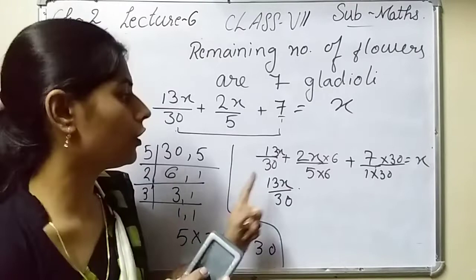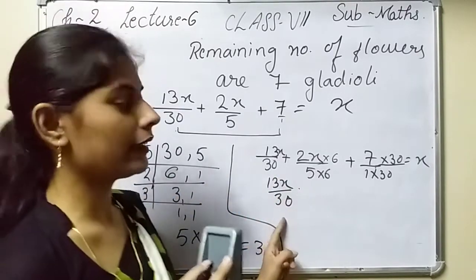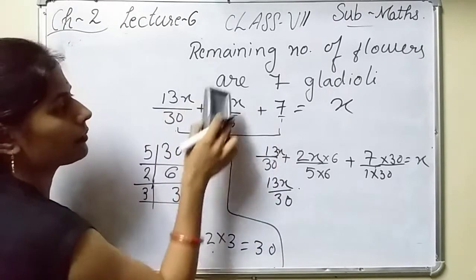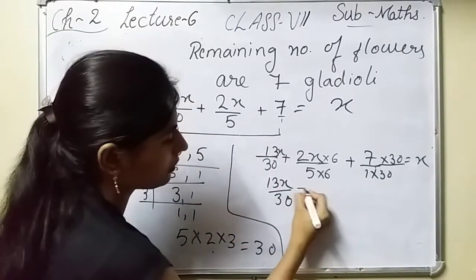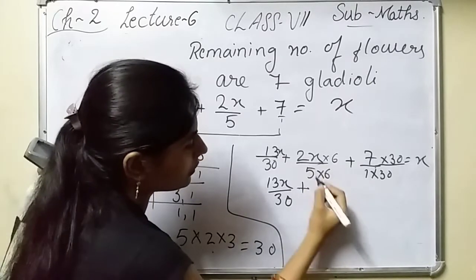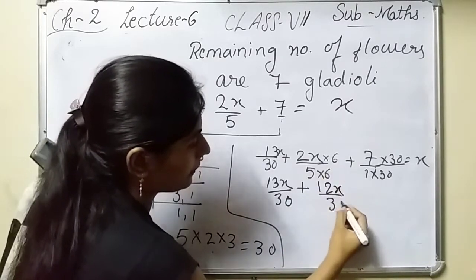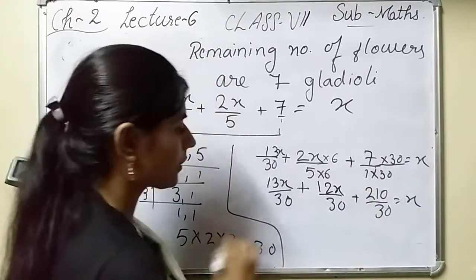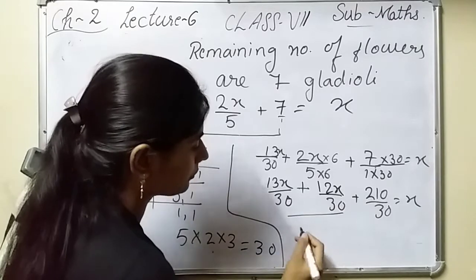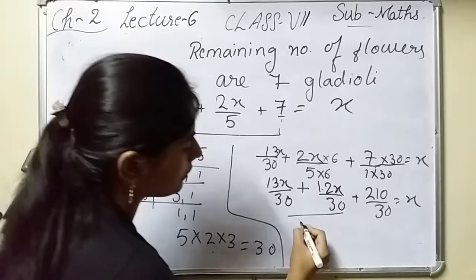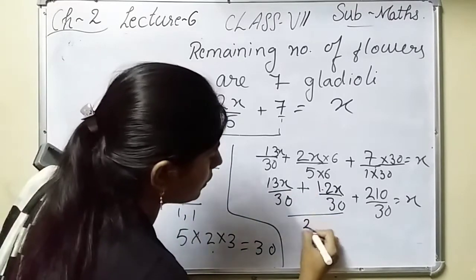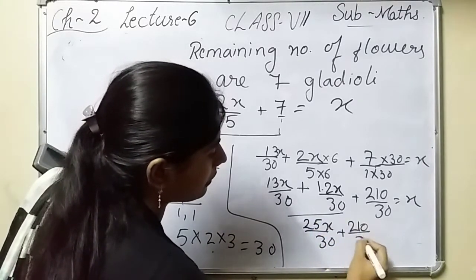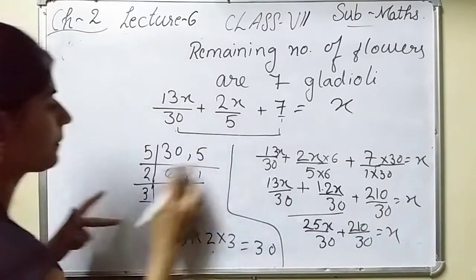We can solve it easily. If you don't want to take the LCM of everything, just add it and take the LCM of only these two numbers, but we will solve by this method, otherwise you will get confused. 6 twos are 12x by 30 plus 210 by 30. Now add only the x terms: 13x plus 12x, 25x by 30 plus 210 by 30 is equal to x.